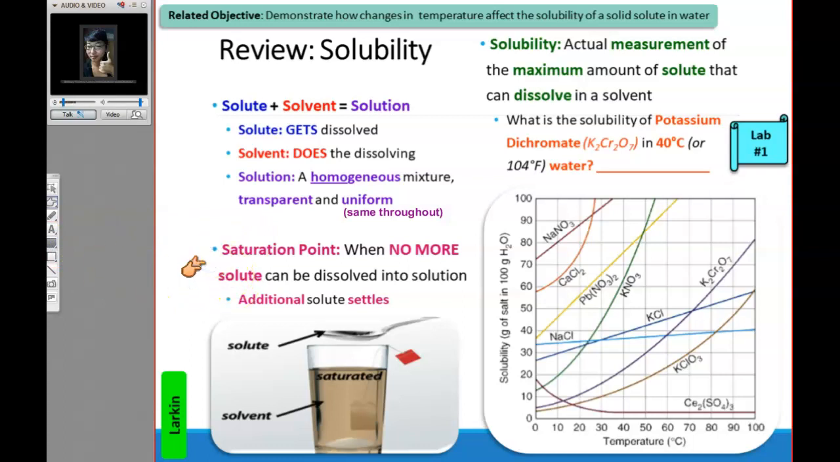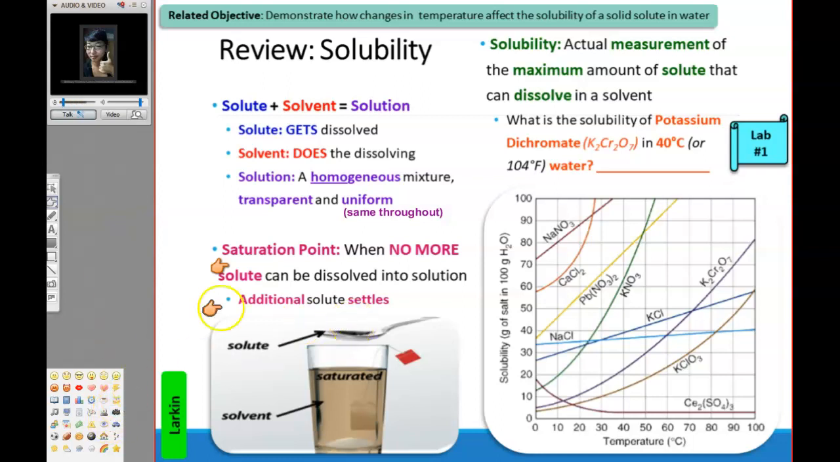All right, so saturation point, remember that is the point where you can no longer dissolve any more solutes and any additional solute will just settle to the bottom. So remember, saturation point is kind of like the conceptual point at which it stops dissolving. Solubility is an actual mathematical measurement. So solubility is an actual measurement of the max amount of solute that we can dissolve in a solvent. So the max amount that we can dissolve before it reaches its saturation point.